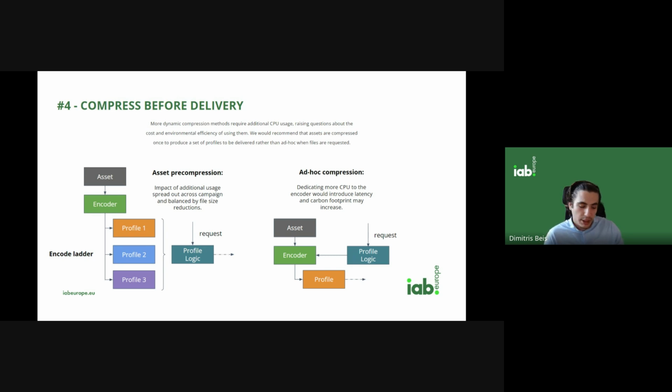The reason why we also think this is good in terms of optimizing is because you can use additional resources to build out that encode ladder, and this won't actually have a very big impact on your overall cost. You're doing that once, there's some additional CPU, but it's limited. And also in terms of time, there's no latency each time. And also in terms of carbon footprint, the carbon footprint of that additional time you spend encoding will be spread out and will actually be outweighed by the carbon footprint saved by the lower file size.